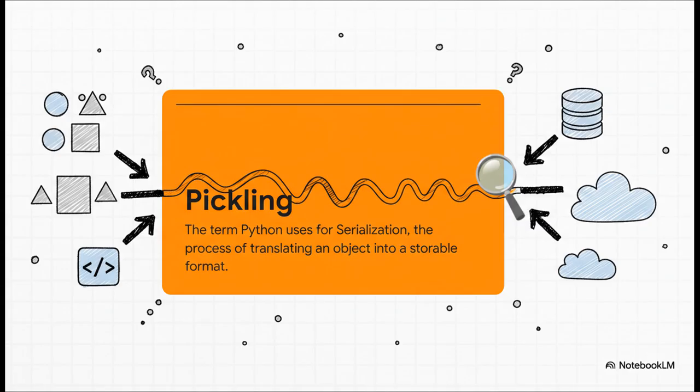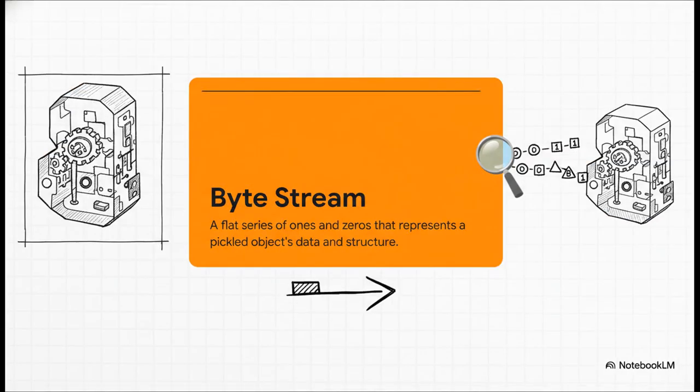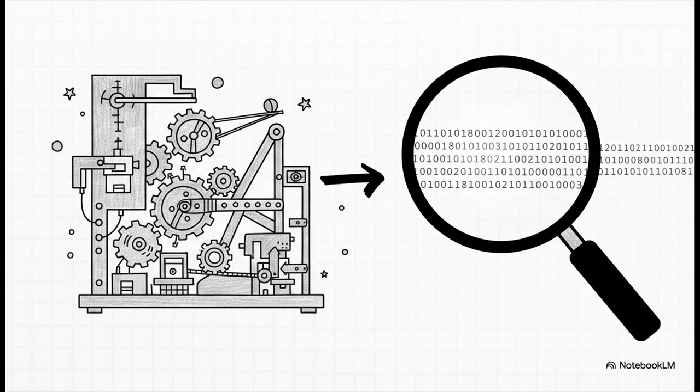So pickling is just Python's quirky term for serialization, turning an object into something you can save. It becomes a byte stream. This is basically a blueprint for rebuilding the object later on. And believe it or not, this is what your complex object actually looks like to the computer.